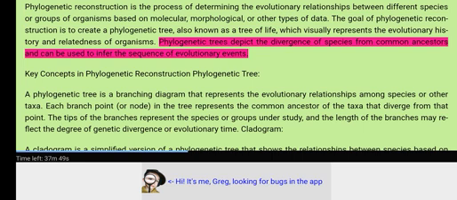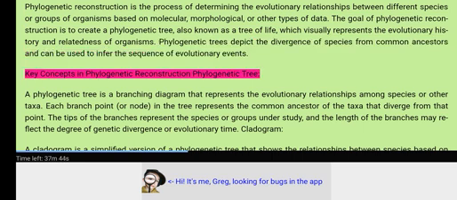Phylogenetic trees depict the divergence of species from common ancestors and can be used to infer the sequence of evolutionary events. Key concepts in phylogenetic reconstruction.